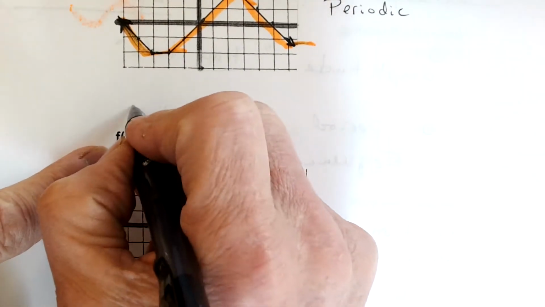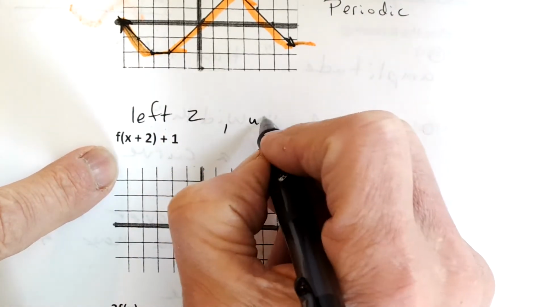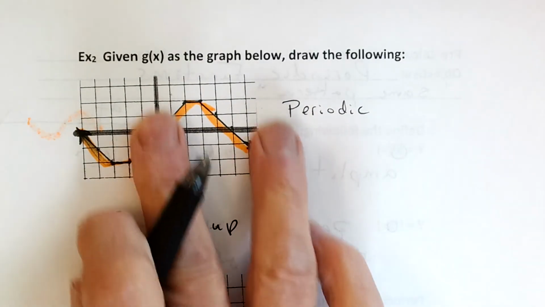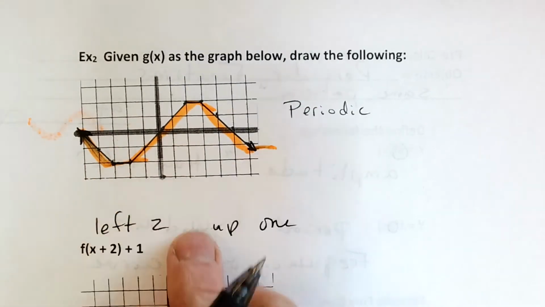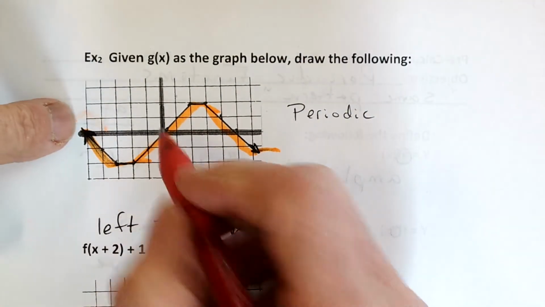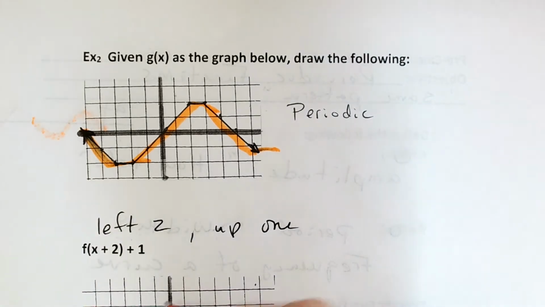I'm going to go to the left 2, and up 1. So I'm just going to take this graph and move it 2 back, up 1. I'm going to take this entire graph, make it go back 2, up 1, so it's going to look like this. So first I'll take this center point, make it 2, 1, and I'll go ahead and put my pattern in here, right?